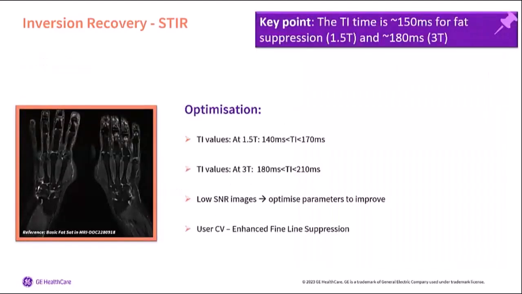How can we optimize this technique? So first of all, we need to adjust our inversion time. This is different from 1.5T to 3T. At 1.5T, we usually use a TI in the range between 140 and 170 milliseconds, and for 3T, 180 to 210 milliseconds. As mentioned as well, we can have low SNR, so we should optimize our parameters to improve that: increase NEX, reduce acceleration. And in the advanced tab, we should use the enhanced fine line suppression CV user.